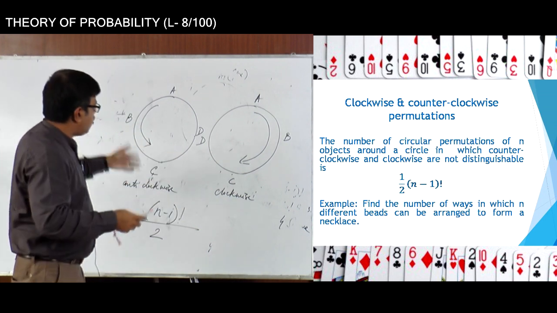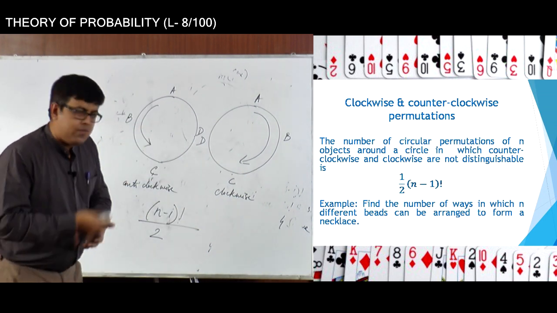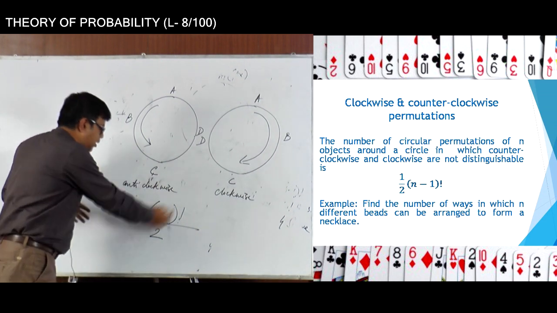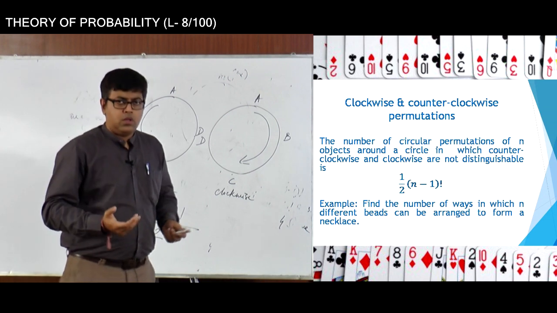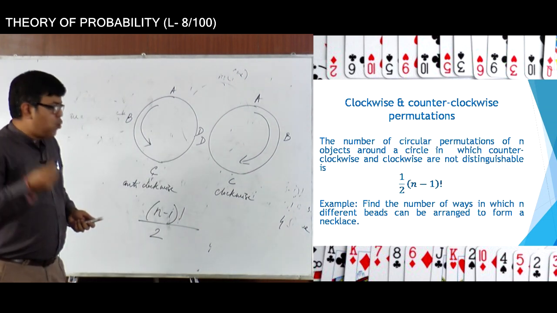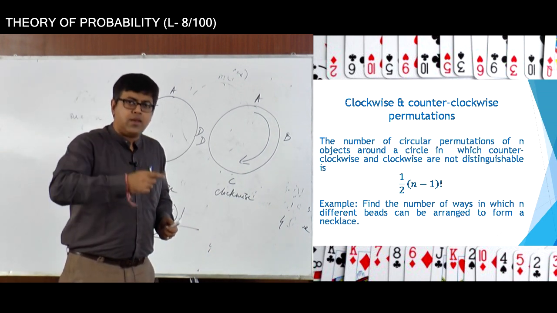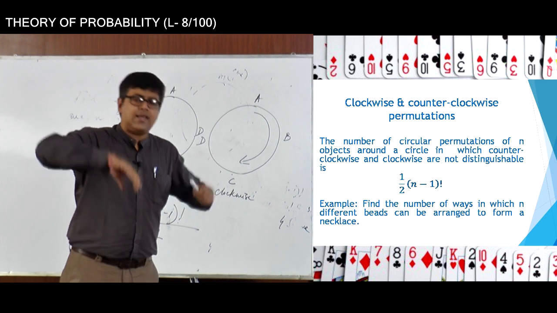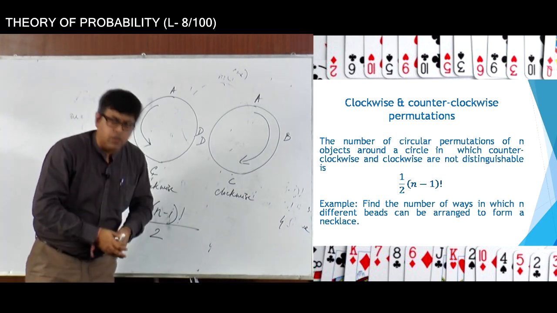And in that case, what happens? The arrangements become the same. And if the arrangements become the same, then you have to divide the total number of arrangements, which was n minus 1 factorial, by 2. And that is the result you should remember in case you are solving problems where the arrangements you make in a clockwise and anti-clockwise manner are not distinguishable.